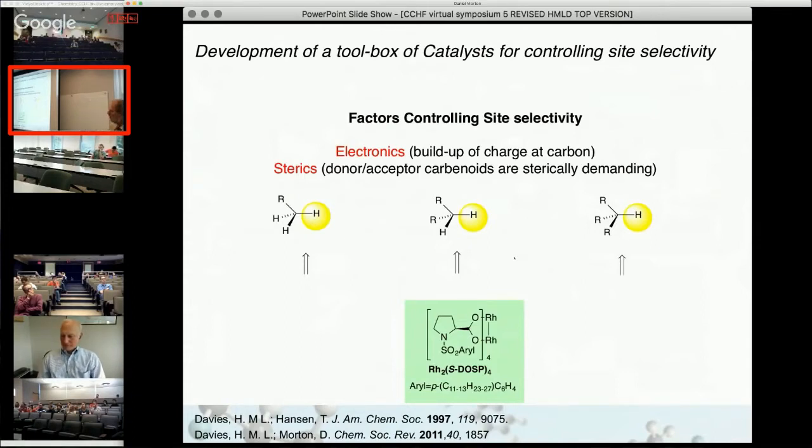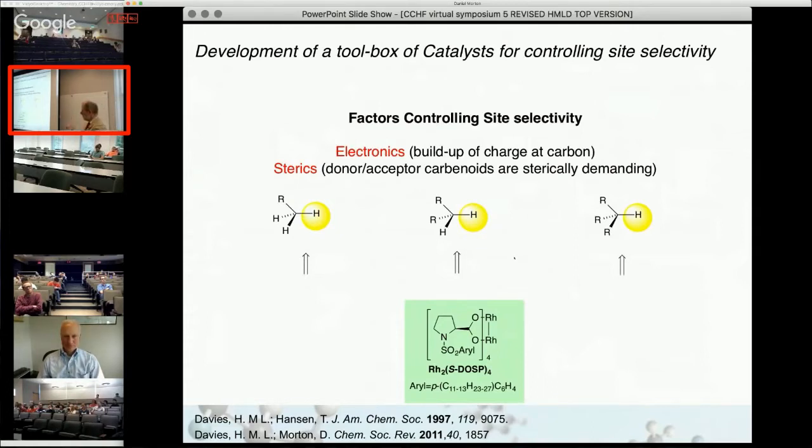But as a consequence, they build up positive character at the carbon that's doing the CH functionalization. And so electronically, a tertiary CH bond is going to be preferred. However, the rhodium carbene complex is sterically very demanding. And so from a steric point of view, the primary CH bond is preferred. So you have this battle between sterics and electronics. And with the standard catalyst that we've been using, this rhodium DOSP, the balance lies at a methylene site.